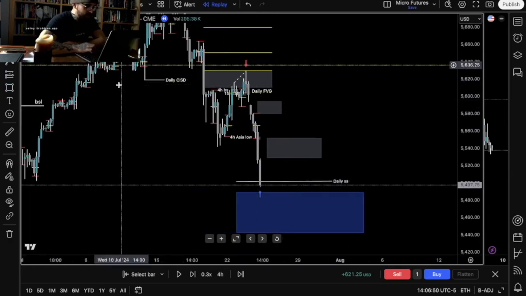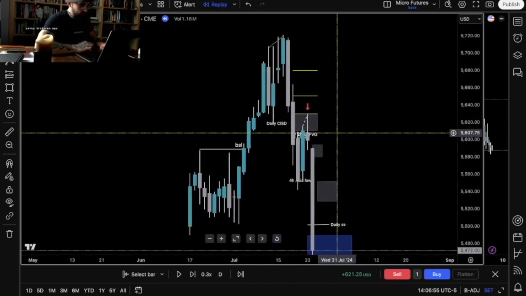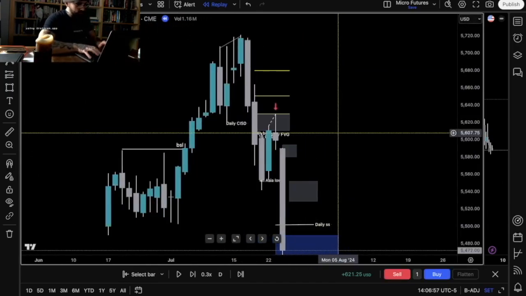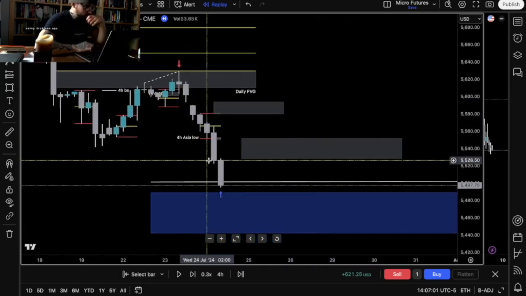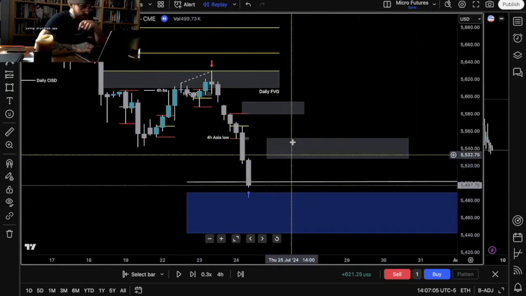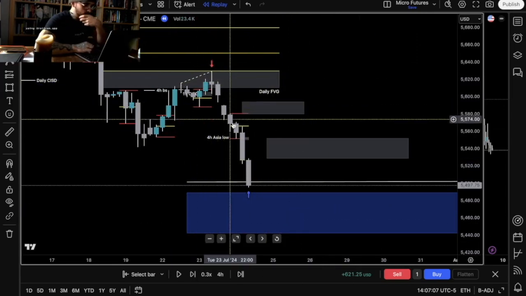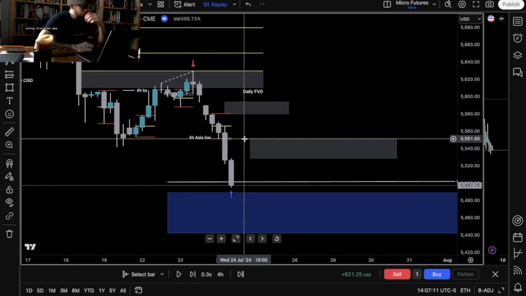The reason I decided to swing this was because the setup was so good on the daily that it just made sense. You know, I made more from that trade than I would have made through trading this day and then this day intraday.